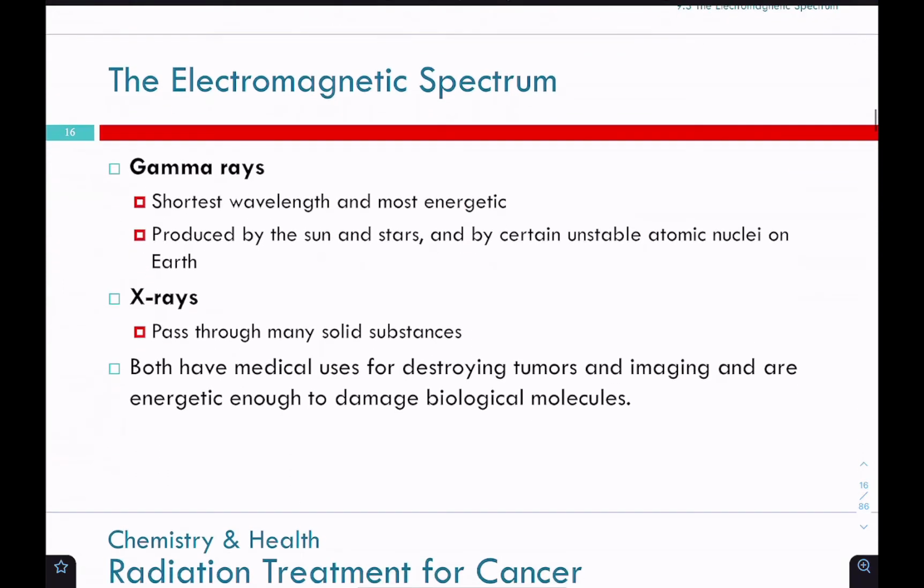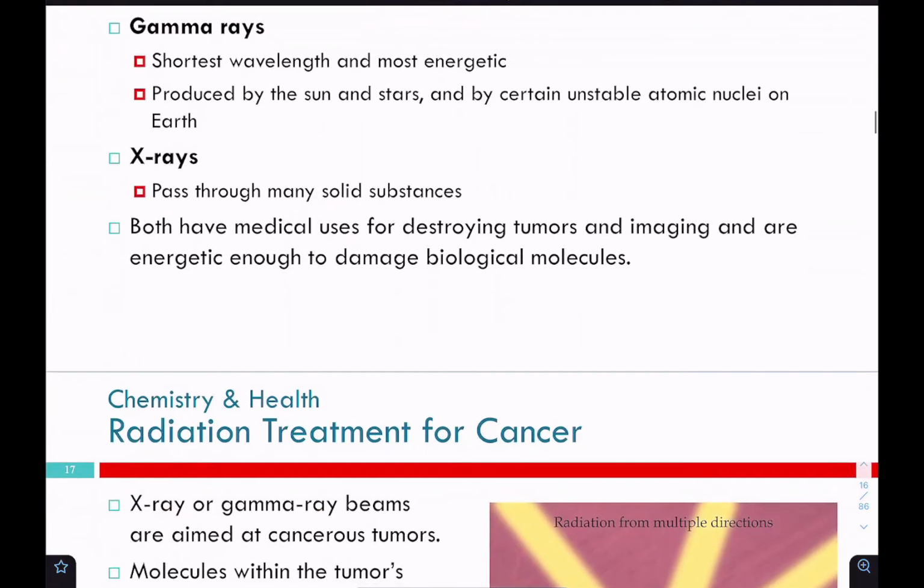Oh, right, I always forget that these are written out here because I always go through them. So just as a quick recap, gamma rays have the shortest wavelength. They're the most energetic, produced by sun, stars, and certain unstable atomic nuclei on Earth. X-rays pass through many solid substances. Actually, gamma rays do also. They pass through pretty much everything. X-rays pass through a lot of things, but that's why you wear the lead apron if you go to the dentist. It doesn't pass through lead or other thicker materials.